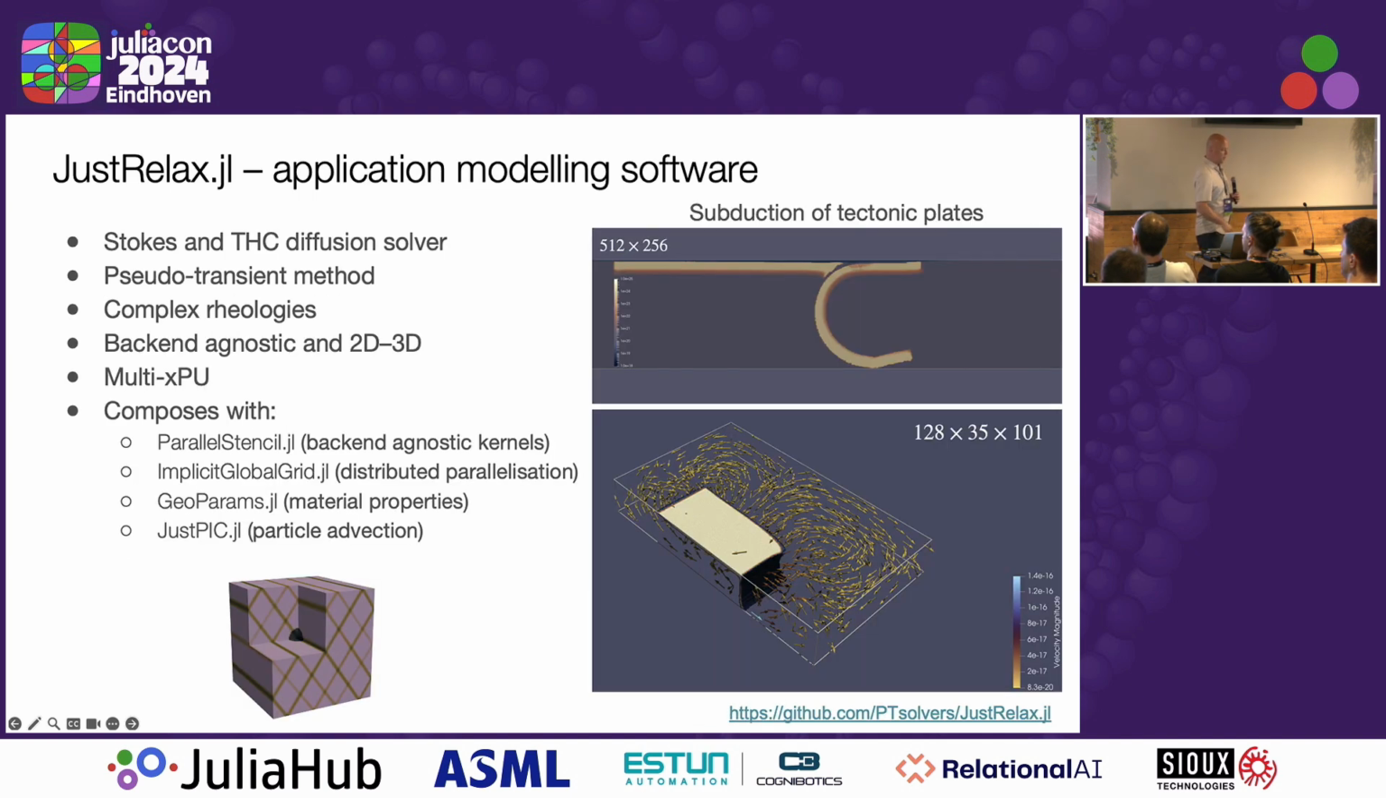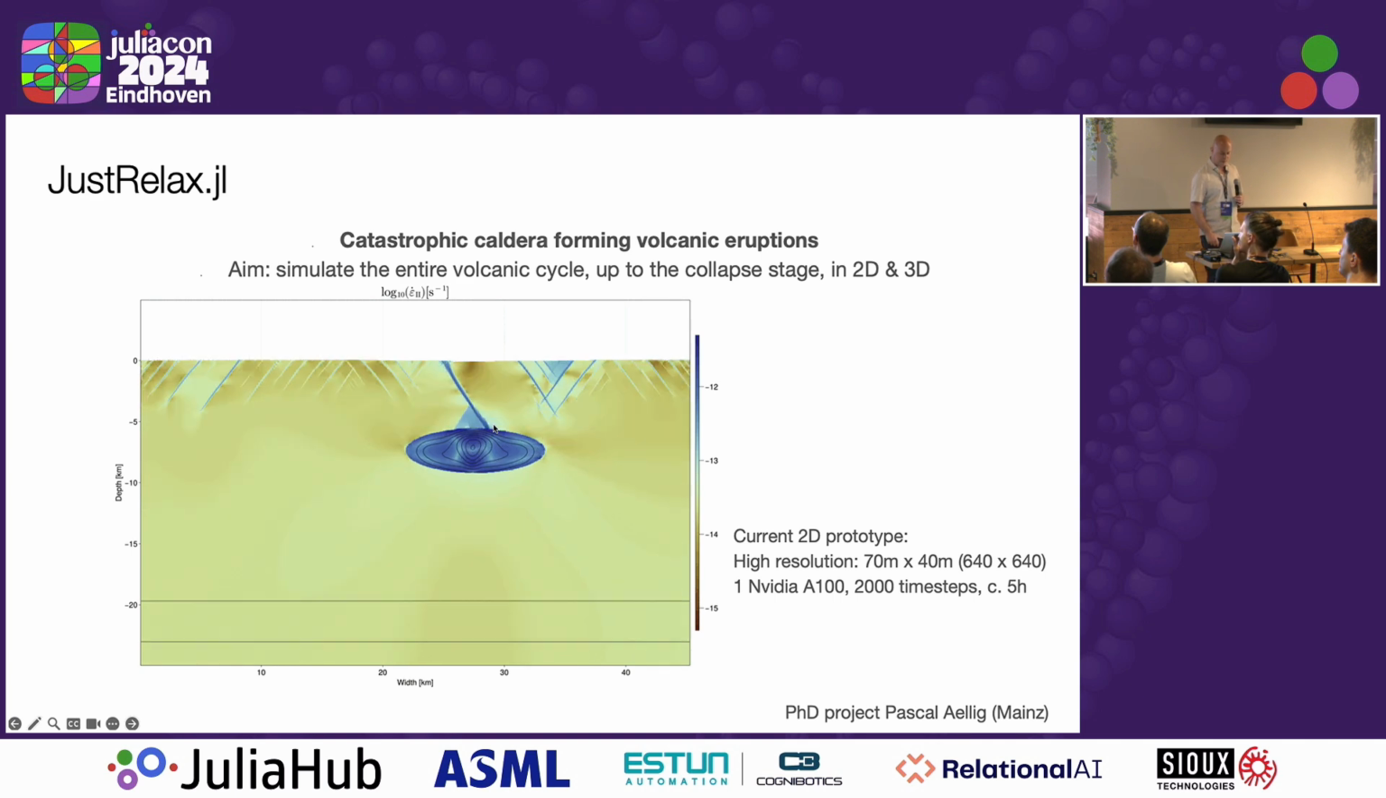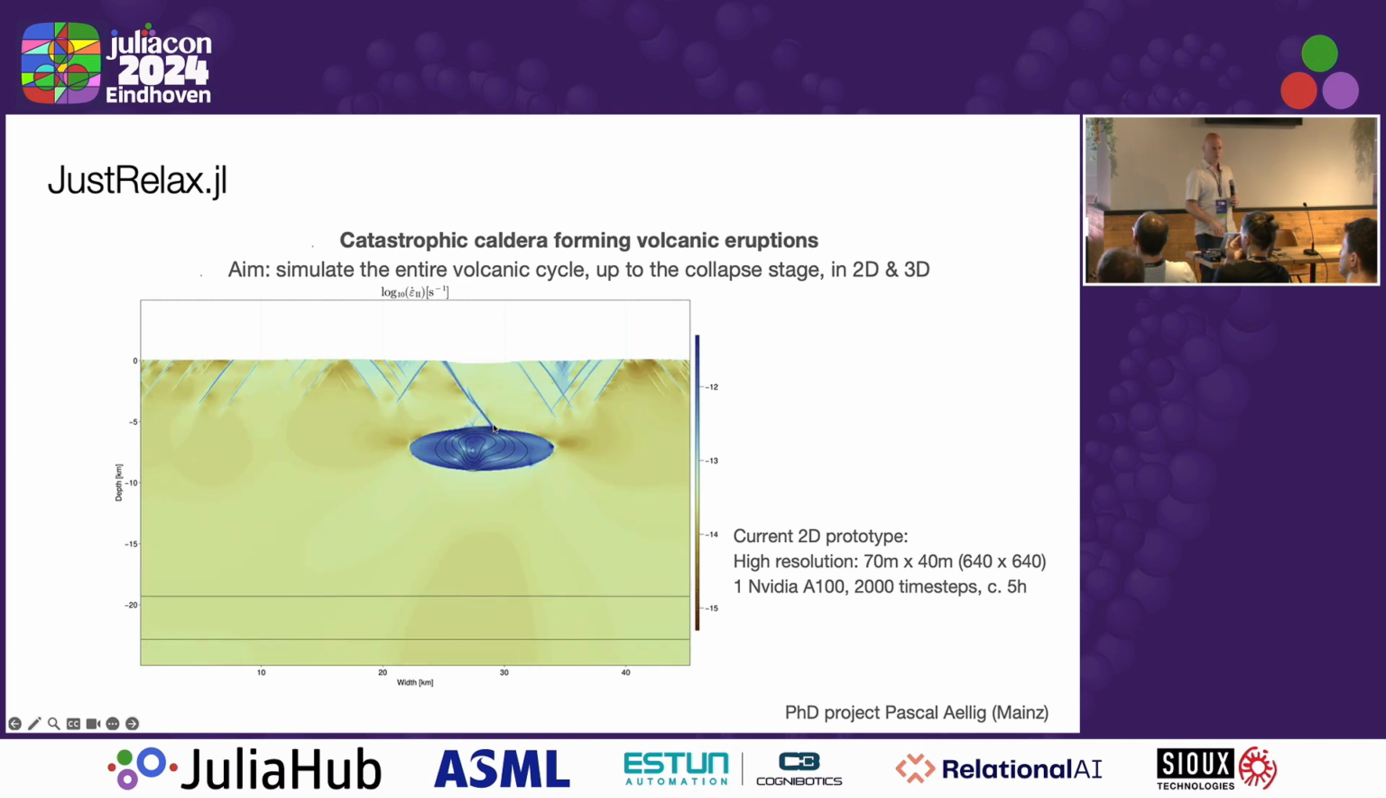JustRelax is our code that basically combines all of this into a bunch of benchmarked examples that run in 2D and 3D on CPU and GPU, on multi-GPUs. And here are some examples of using JustRelax to simulate the subduction of tectonic plates on a 1,000-kilometer scale in 2D and 3D. This is an example of a PhD student working in Mines who is currently trying to simulate massive volcanic eruptions and how they happen on a million-year time scale.